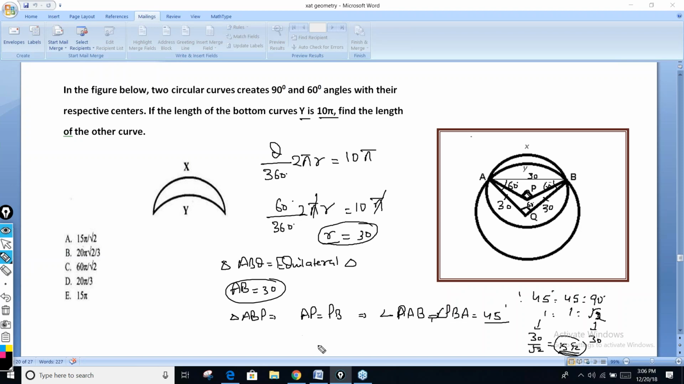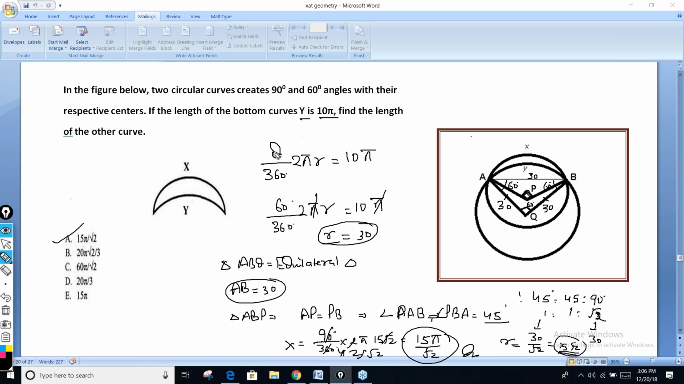The length of the curve is theta by 360 into 2 pi r. R we just got it. R is 15 root 2 and angle is 90 degree. So what is the length of curve x? That is theta by 360 into 2 pi r. R is 15 root 2. So what is the answer? Answer is 1/4 into 2 pi into 15 root 2, so 15 pi upon root 2 is the answer. Option A is the correct answer.